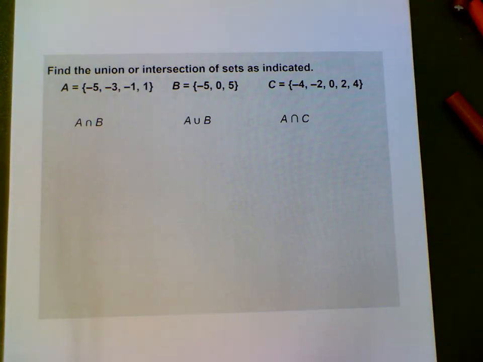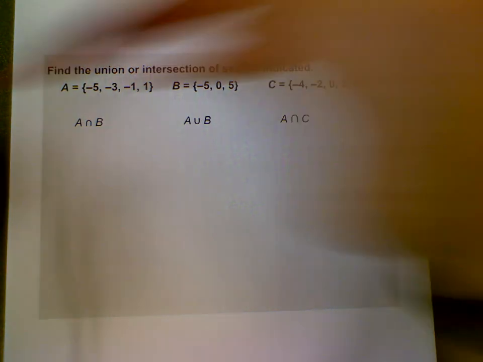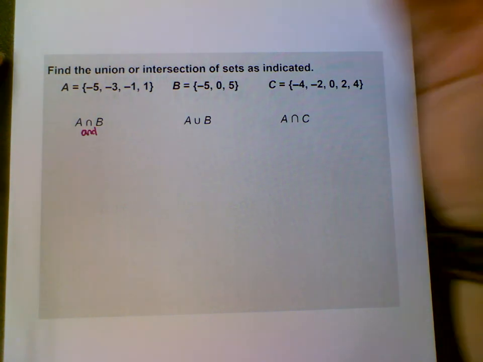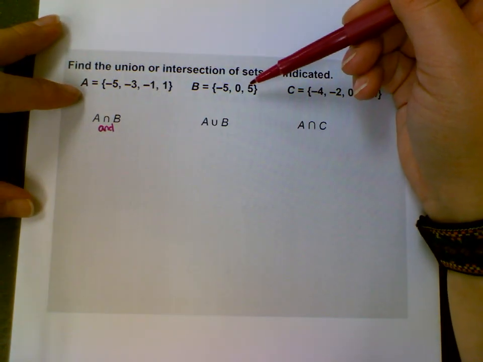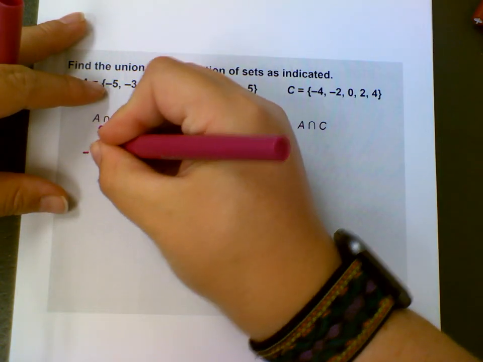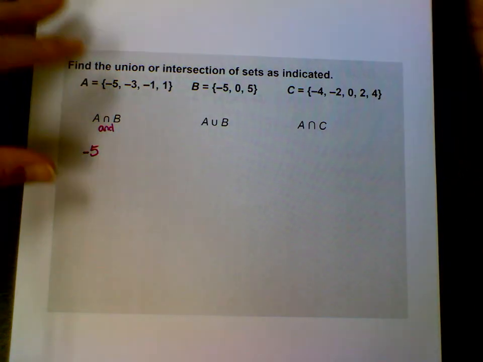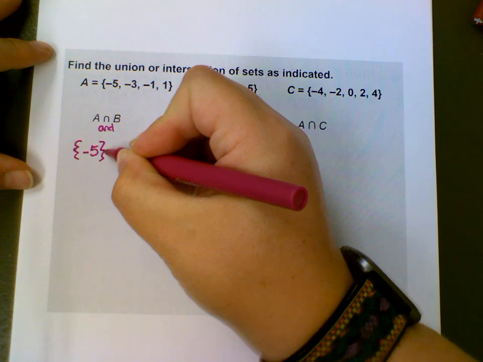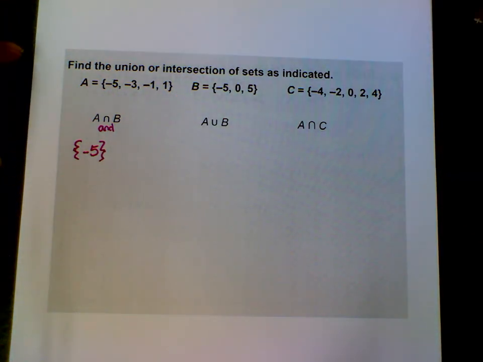All right, we're going to find unions and intersections as indicated. The first one, A, and then that symbol B, that means and. I'm looking for what they have in common. So what do sets A and B have in common? Well, they both have a -5. And that's the only thing they have in common. So the only thing in common between sets A and B is -5.